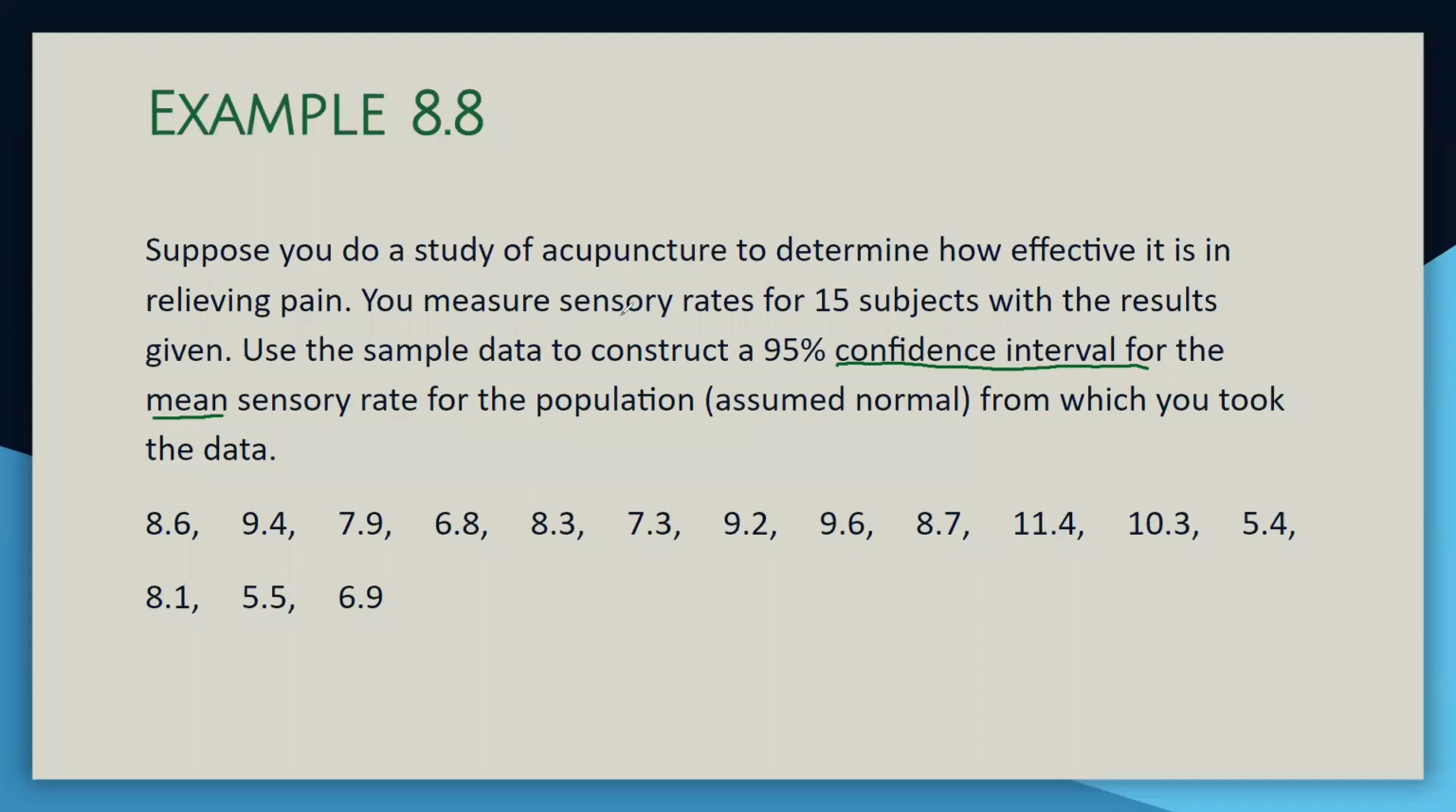So first sentence doesn't give us any values. It says, determine how effective acupuncture is. Second sentence says you measure sensory rates for 15 subjects with the result given, meaning they're telling us n is 15, but they're not giving us a sample mean or sample standard deviation. They're giving us sample data. They then say use the sample data to construct a 95% confidence interval. So we do know that our confidence level is 0.95.